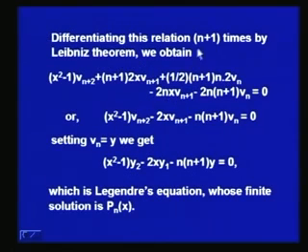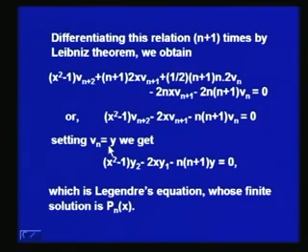So, when we differentiate it n plus 1 times by Leibniz theorem, we shall have (x^2 - 1) v_(n+2) + (n+1) 2x v_(n+1) + (1/2) n(n+1) 2 v_n - 2n x v_(n+1) - 2n(n+1) v_n equal to 0, which after simplification gives us (x^2 - 1) v_(n+2) - 2x v_(n+1) - n(n+1) v_n equal to 0.